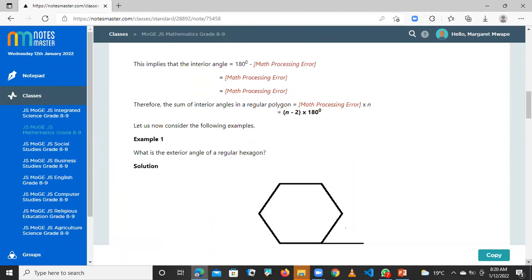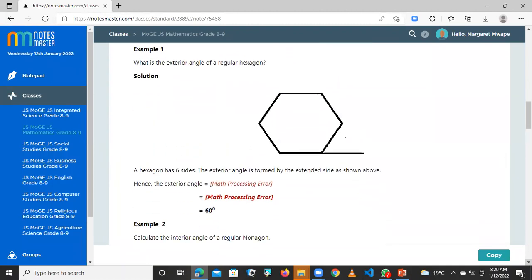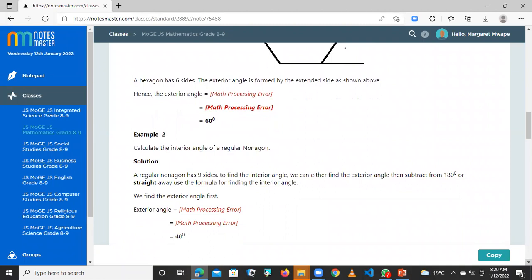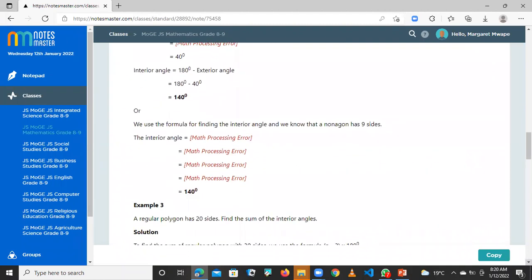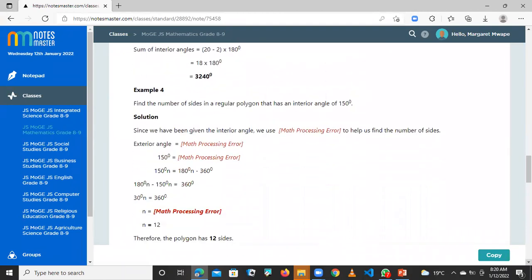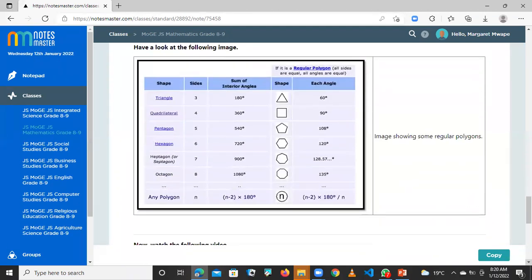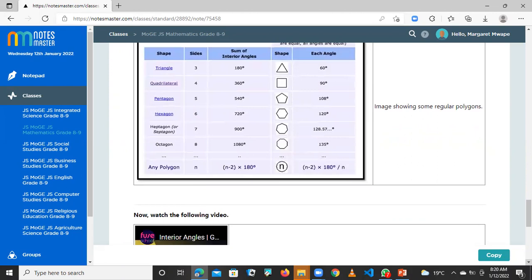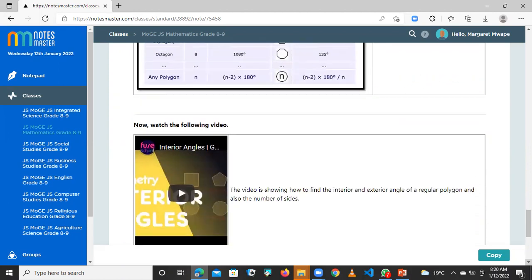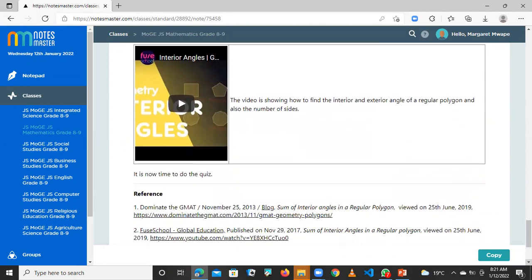Then there are examples. As you can see, there is a worked example there. Then example 2, then of course example 3, and example 4. Then the rest are the explanations. This is what you should know about the regular polygons and polygons in general. Apart from that, you have got the video. You can watch it on your own to consolidate what you would have learned. Then at the end, normally we have quizzes and then the references.